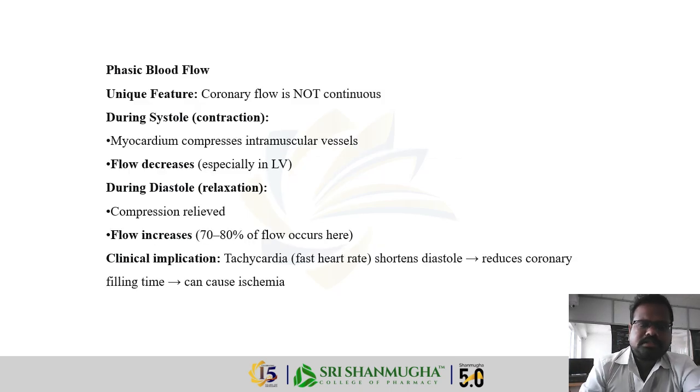Next we can see the phasic blood flow. This is a unique feature: coronary flow is not continuous like normal systemic circulation. During systole, contraction, the myocardium compresses intramuscular vessels and flow decreases, especially in the left ventricle. During diastole, relaxation, compression is relieved and flow increases, with 70 to 80 percent of the flow occurring here. A clinical implication: tachycardia shortens systole and diastole and reduces coronary filling time, so it can cause ischemia.